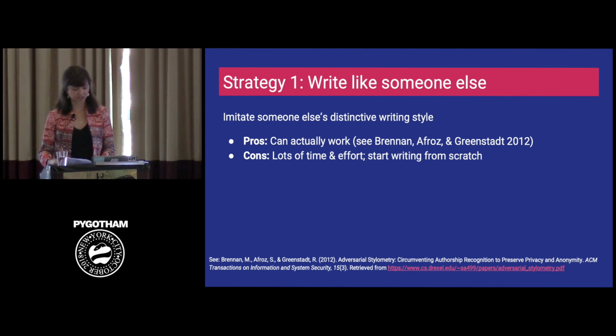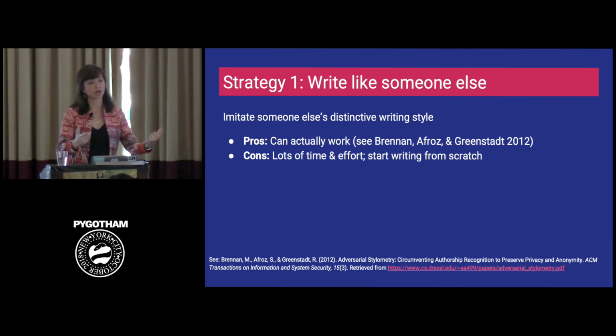So there are some strategies, and the first one is to write like someone else, to imitate someone else's writing style. So the study on the screen, they asked the participants to write a passage in their own voice and then to rewrite the same passage using Cormac McCarthy's voice to imitate his writing style, right, the author of The Road. And they found that this could potentially work. However, it's a lot of time and effort to imitate someone else's writing, especially if you already have something that you want to anonymize.